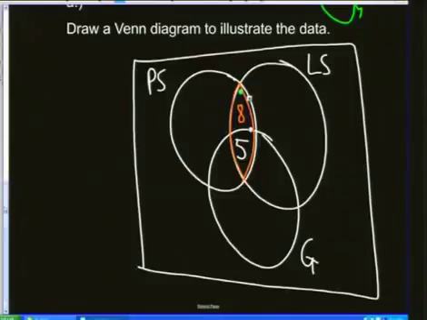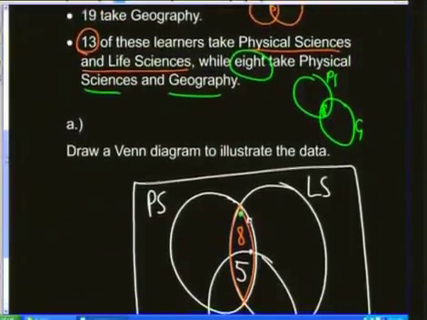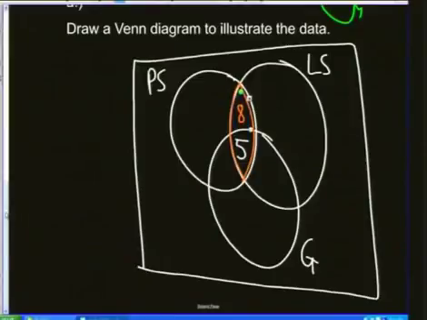Then they also told us that 8 take physical science and geography. So in this overlap over here, we've got 8, which means 5 are already there, so therefore 3 students are taking physical science and geography. Okay?